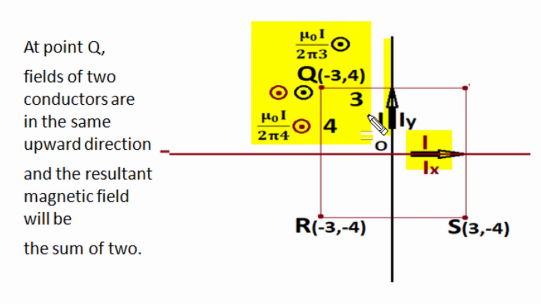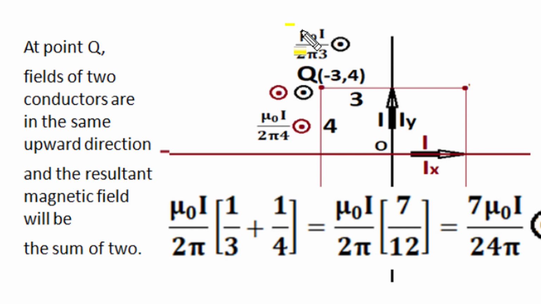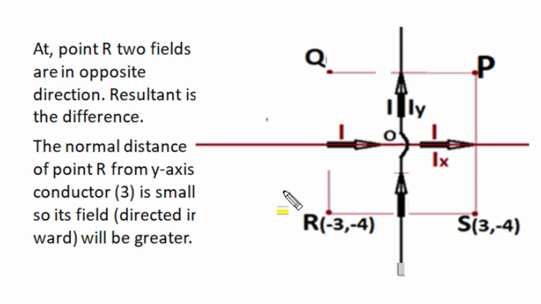So the resultant magnetic field is the sum of two components, mu 0 I upon 2 pi 3 and mu 0 I upon 2 pi 4, and when the LCM is taken and the summation is done, 4 plus 3 becomes 7, and our resultant magnetic field in the vertical upward direction is 7 by 24 mu 0 I upon pi at this Q point. Similarly, for this third quadrant point minus 3 minus 4 R, the two currents won't form a single enclosure, two are in opposite direction for this observation position.